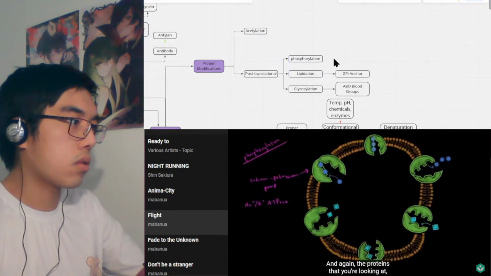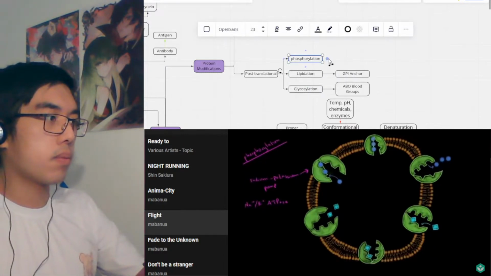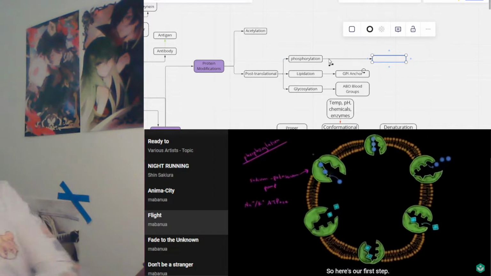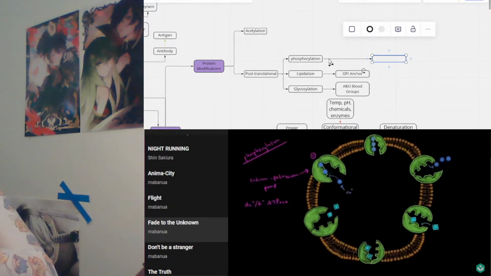Again, the proteins that you're looking at all represent one protein. We're going through the changes that happen to this one protein. It's not like we're looking at 6 different proteins in the membrane. So here's our first step. When you look at this enzyme, you can see that there are 3 receptor sites for a particular ion. This is the sodium ion, represented by these dark blue circles. And then there are 2 squarish receptor sites for the potassium ions, represented by these light blue squares.